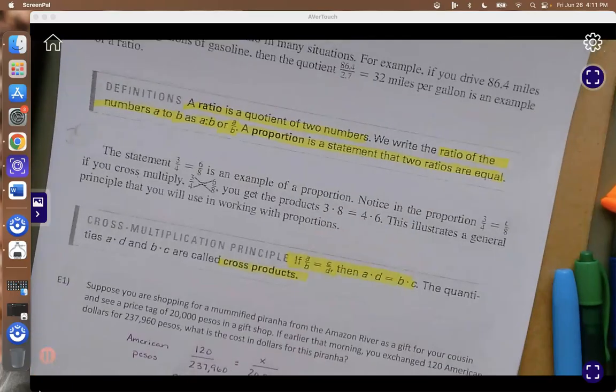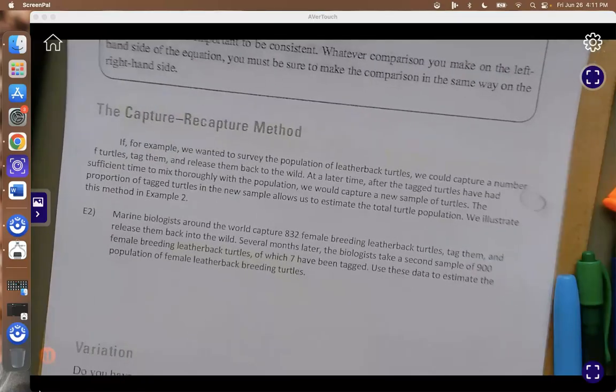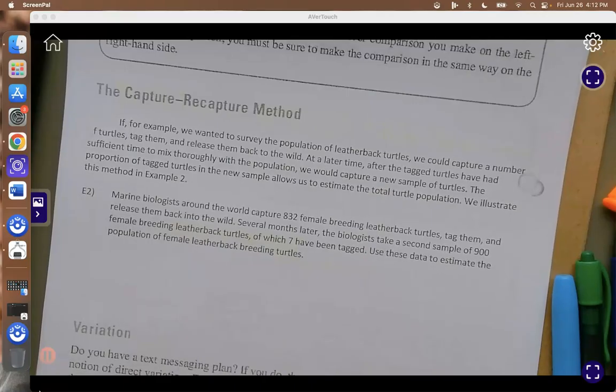All right. Go to the next type of problem, capture and recapture method. So marine biologists around the world captured 832 female breeding leatherback turtles and tagged them and released them back into the wild. Several months later, the biologists take a second sample of 900 female breeding leatherback turtles, of which 7 have been tagged. So use these data to estimate the population of the female leatherback breeding turtles.